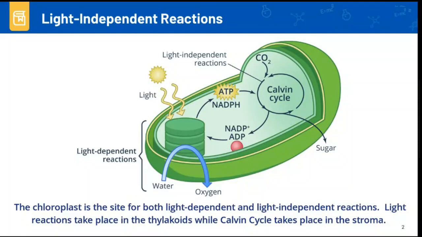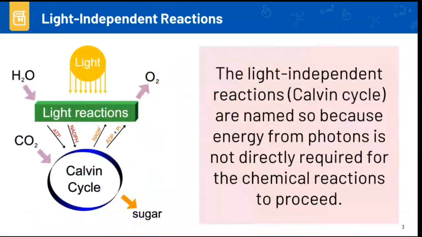Now, for the Calvin cycle, actually, ang buong pangalan nitong Calvin cycle na 'to is your Calvin-Benson cycle. So the enzyme-mediated reactions of the Calvin-Benson cycle, or simply your Calvin cycle, ultimately produce glucose in the fluid-filled stroma of your chloroplast. So these reactions are light independent because energy from photons is not directly required for the chemical reactions to proceed.